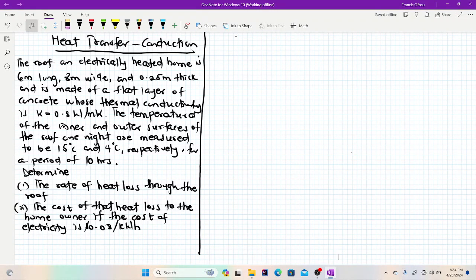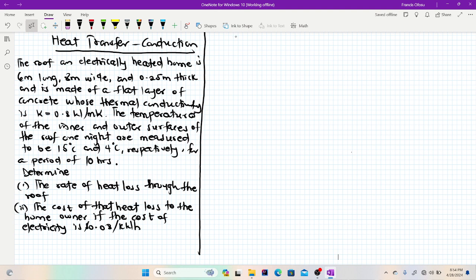So in this video, we'll be looking at heat transfer in conduction. When we talk about conduction, we're referring to the form of heat transfer which involves two solids or two metals. The difference between conduction and convection or radiation is that conduction involves only solids or metals. So there is no fluid or gas present.